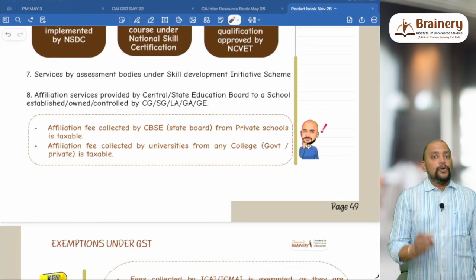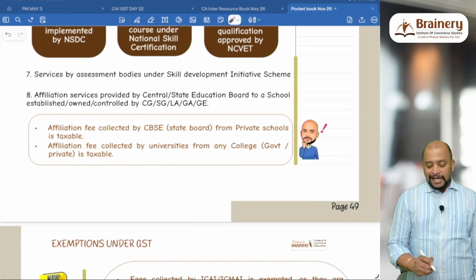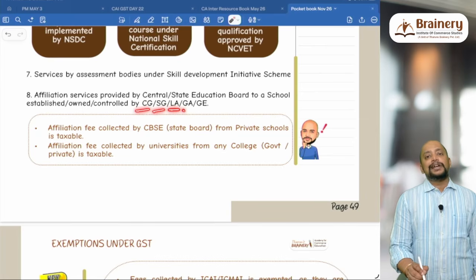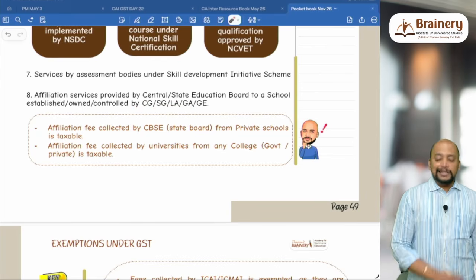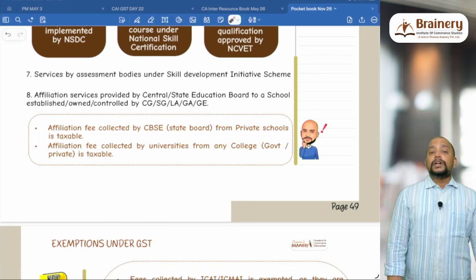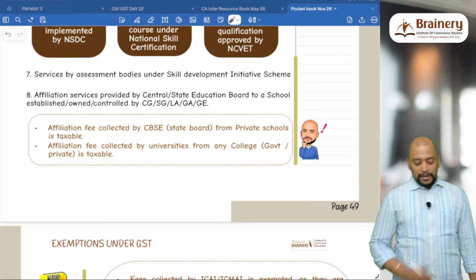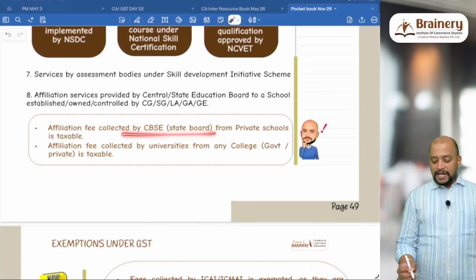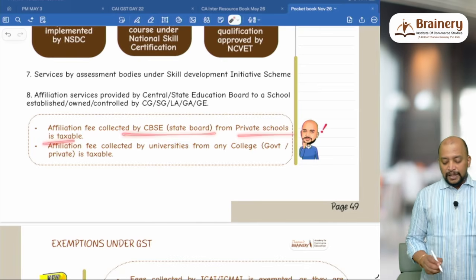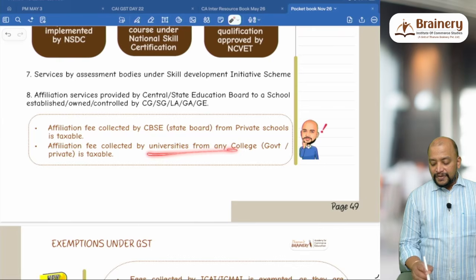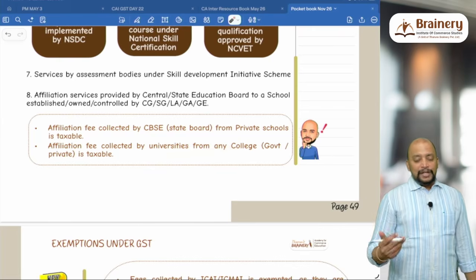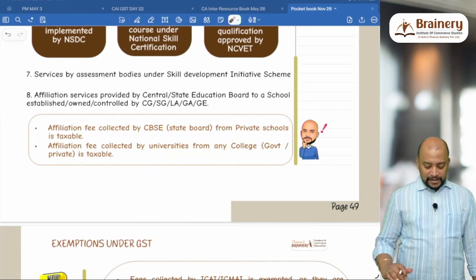It should be either owned or operated or managed by central government, state government, local authority, government authority or government entity. Then that affiliation fee will be exempted. What about affiliation fee collected from private schools? That will be taxable. Affiliation fee collected by CBSE from private schools is taxable. Even affiliation fee collected by universities from any college, government or private, is taxable. We don't have exemption there.